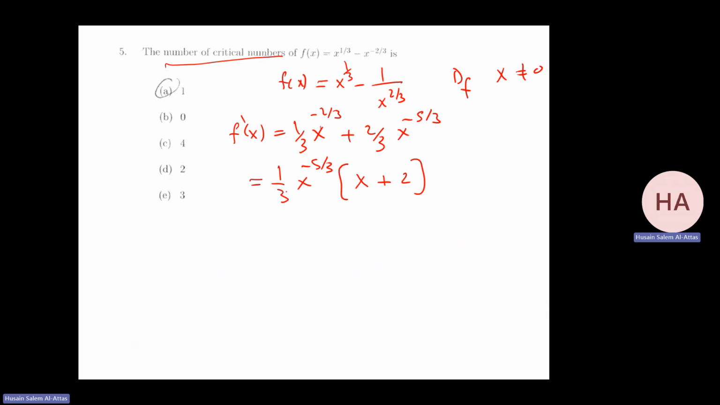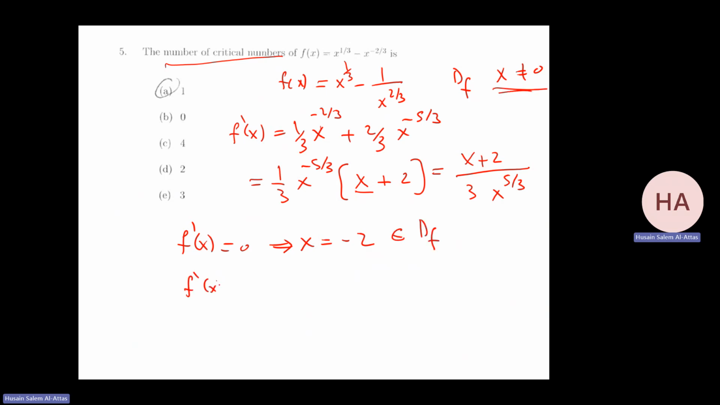Yeah, multiply. I have 2 over 3. And this one I have x to the power minus 3. Everything is okay. So this I can rewrite as x plus 2 over 3, x to the power 5 over 3. So f prime equal to 0 implies x equals -2. Is it in the domain? Yes, it belongs to the domain of f.